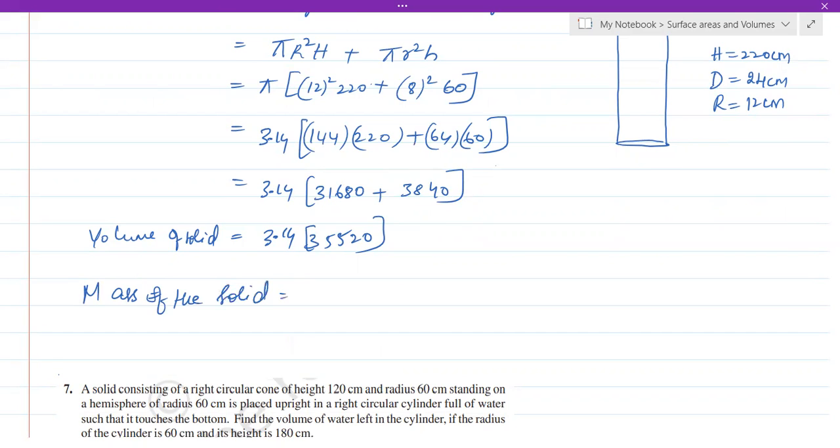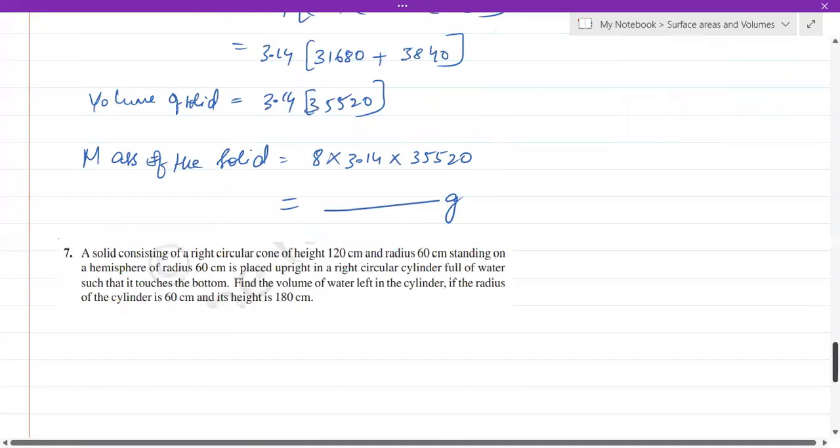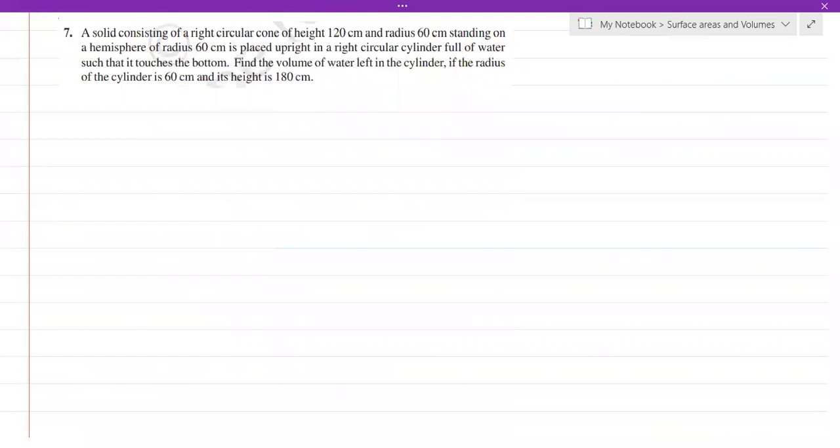For so much centimeter cube, what should we do? We have to multiply by 8. That's it. 8 into 3.14 into 35,520. If you multiply everything, we get it in grams. You can also convert it into kg. Okay, so let's get into the next one.